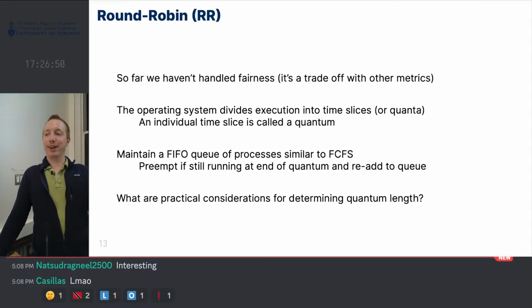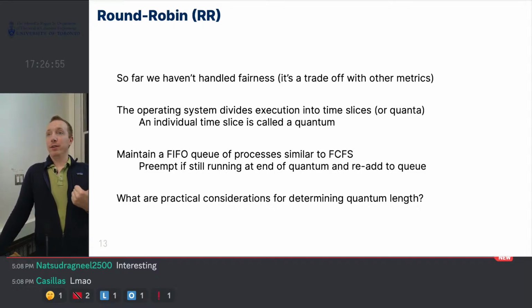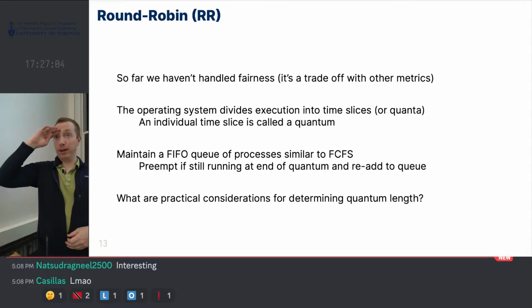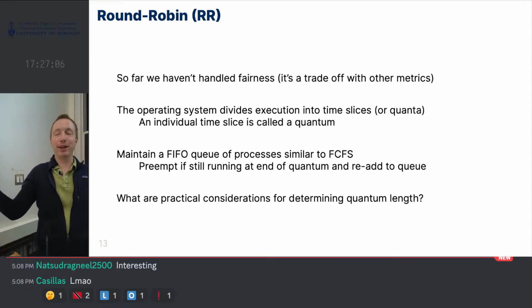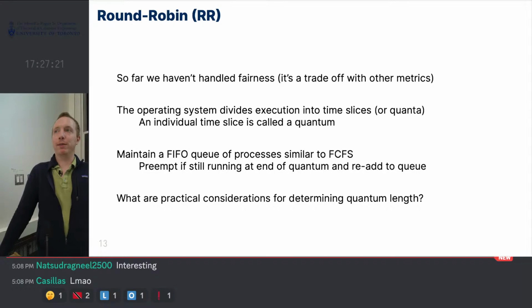So this is, as far as I will get today, round robin. So far we haven't handled fairness, and it's a trade-off with the other metrics anyways. So we do something like round robin. That's like if you have a toy and siblings, you each get 30 minutes with it. You have it for 30 minutes, you pass it around, they get 30 minutes, and if there's a third sibling, they get it, and then it goes back to the first person, just going around in a circle. So that's what round robin is, but we have fancier terms for it.